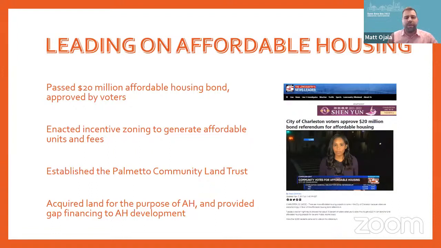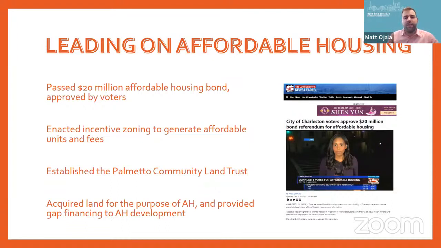Voters overwhelmingly approved a $20 million affordable housing bond referendum, which is leveraging $100 million in additional financing to create 529 new affordable homes. The city also enacted incentive zoning to generate affordable units and fees. And we've been monitoring this program closely and making improvements so that we can really be addressing affordability to the best that we can.